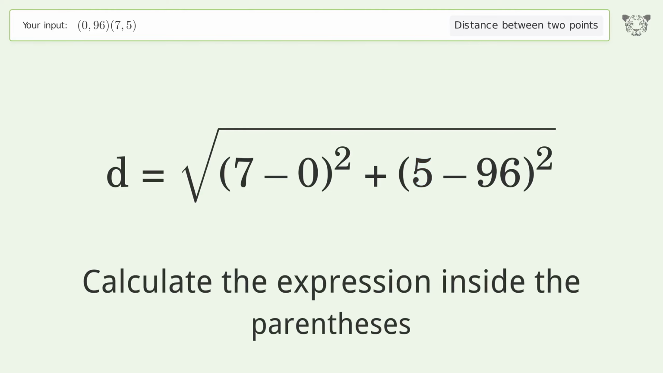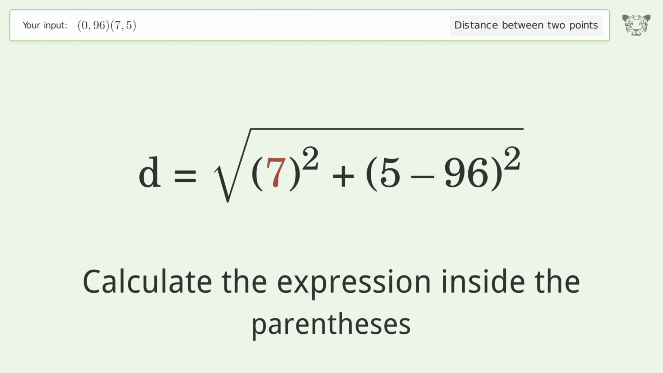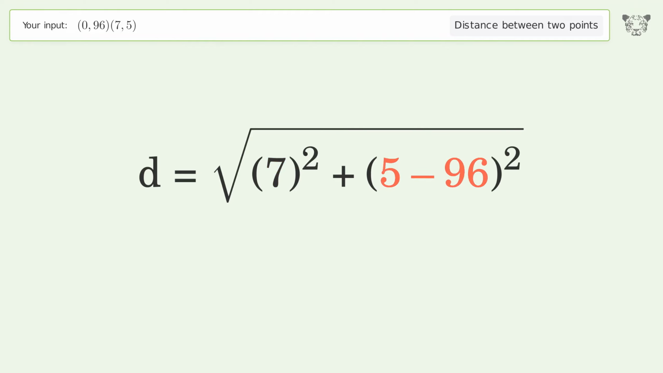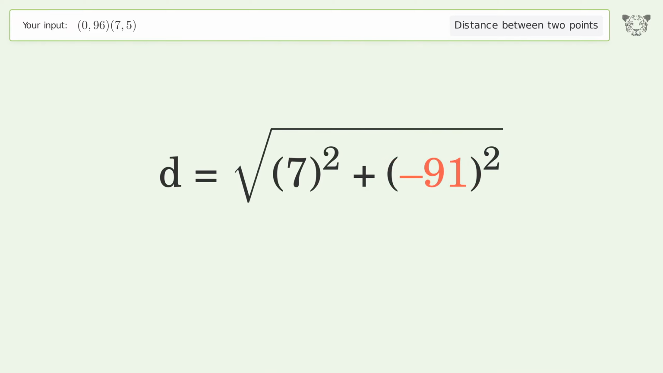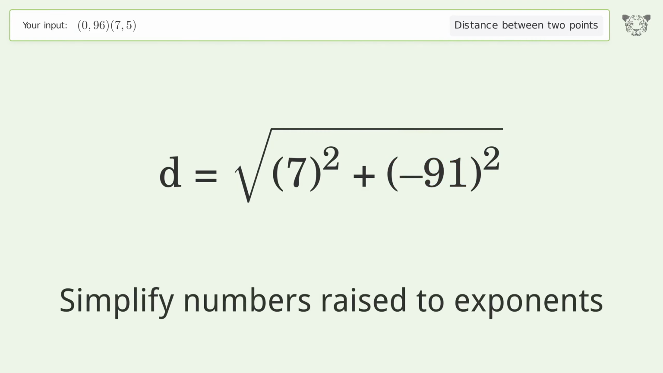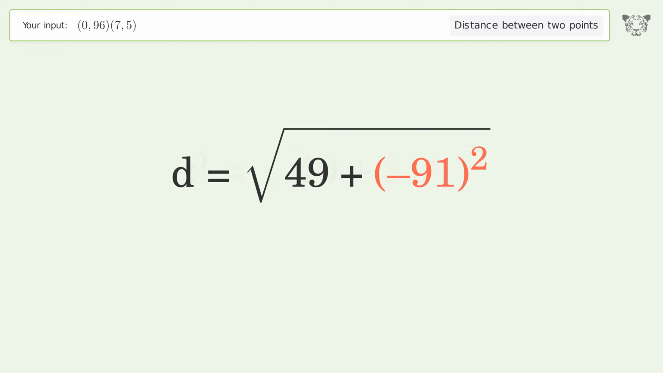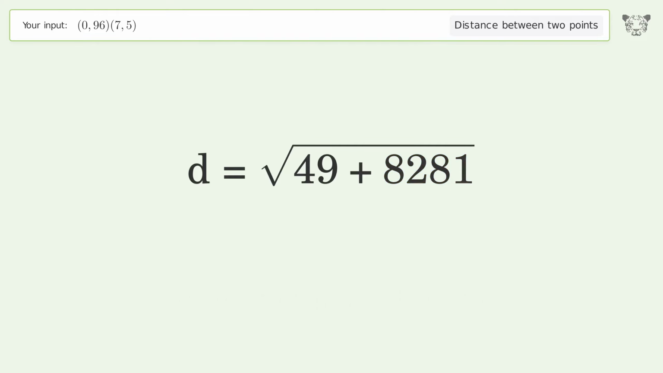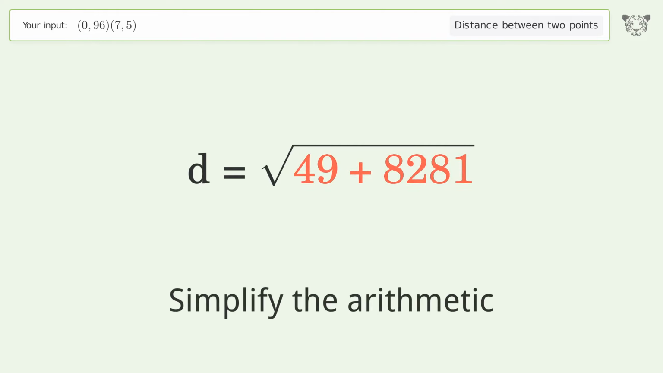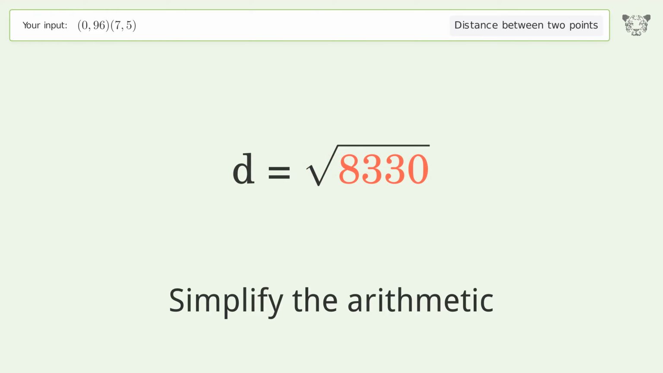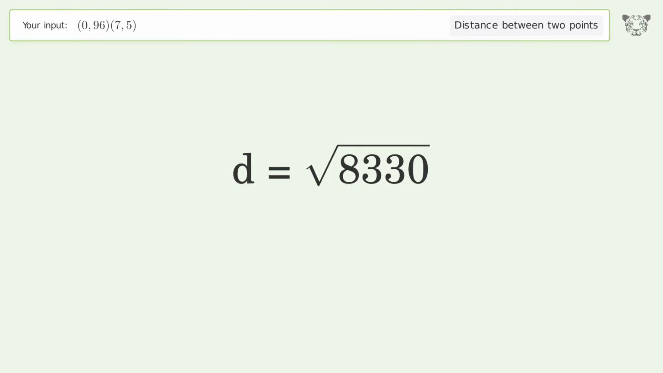Calculate the expression inside the parentheses. Simplify numbers raised to exponents. Simplify the arithmetic. And so the distance between the 2 points is the square root of 8,330, or 91.269.